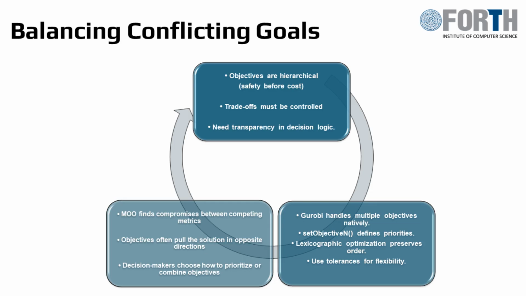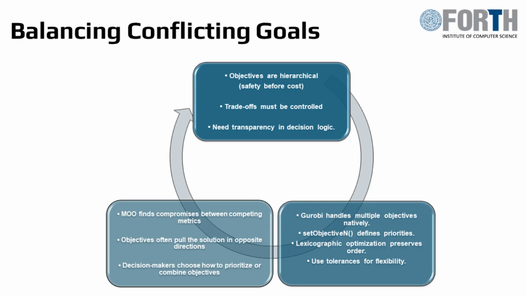Multi-objective optimization, from a theoretical perspective, is about finding compromises between competing metrics. Objectives often pull the solution in opposite directions. There is typically no single solution that is best for all objectives simultaneously. Instead, decision makers must determine how objectives are prioritized or combined.